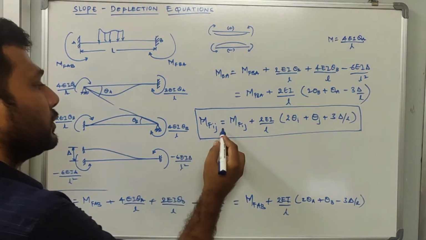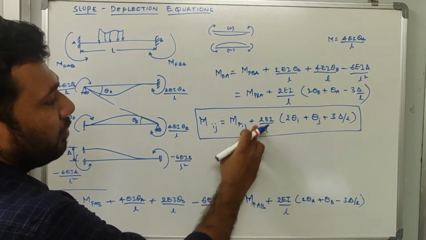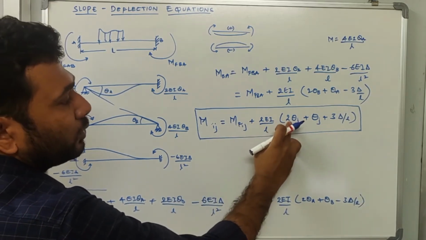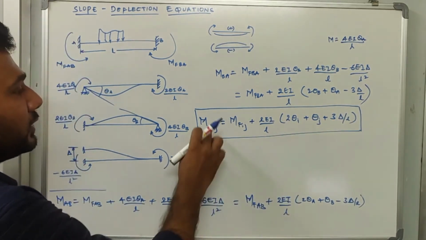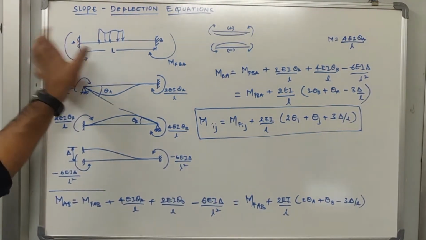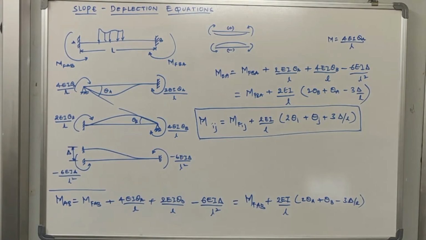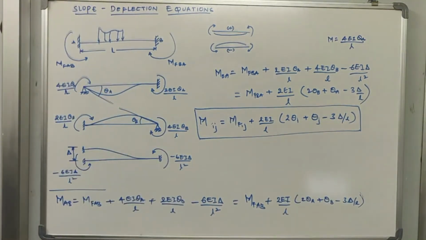So MIJ is equals to MFIJ plus 2EI by L into bracket 2 theta I plus theta J plus 3 delta by L, okay. So this is the most generalized equation which you can apply either at A end or at B end, okay. So okay, this value should be minus. I just made a mistake over here. This should be minus here, please rectify it. Okay, fine. So what we'll do is that we'll continue to solve the problems, okay.